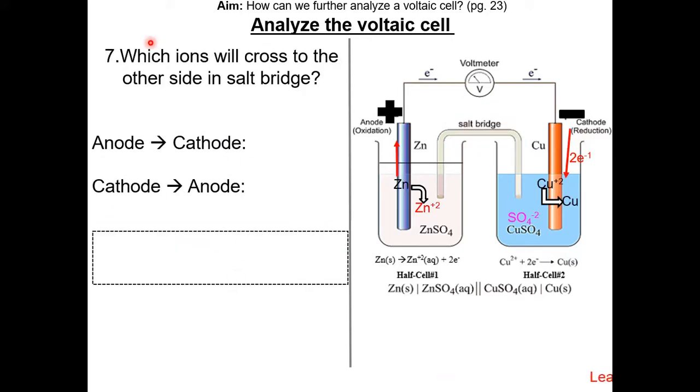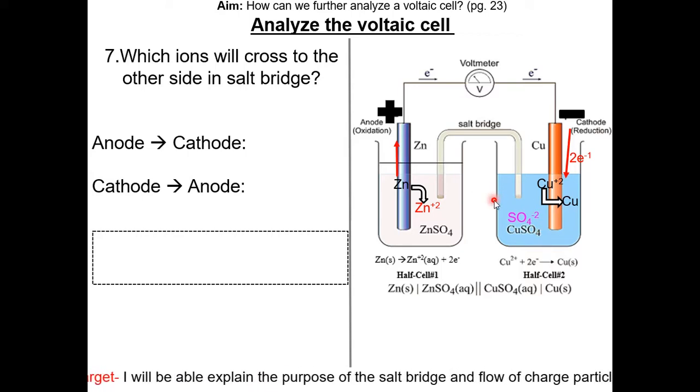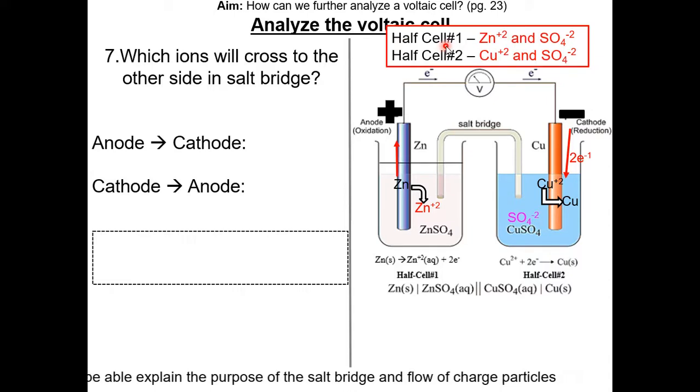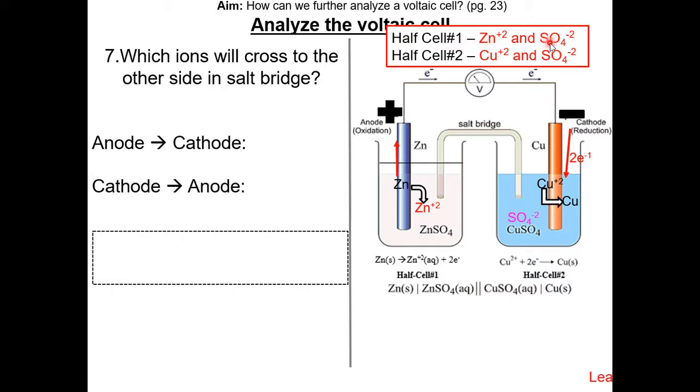Question 7. Which ions will cross to the other side in the salt bridge? From the previous question, we know over time the anode becomes more positive and the cathode becomes more negative. So which ions have to cross over the salt bridge to prevent polarization? The first step is to identify the ions in the electrolyte solution. In half cell number 1 is zinc ion and sulfate ion. In half cell number 2 is copper ion and sulfate ion.